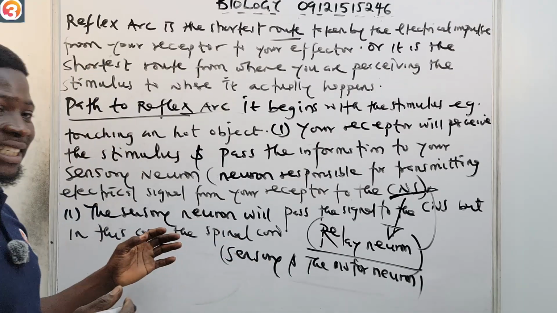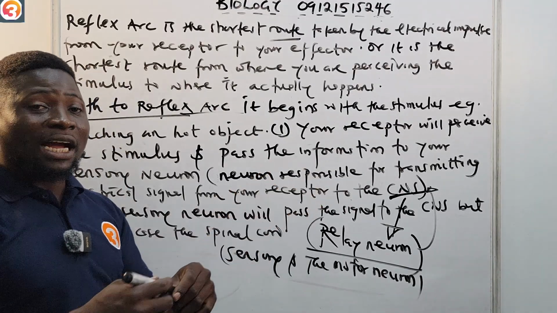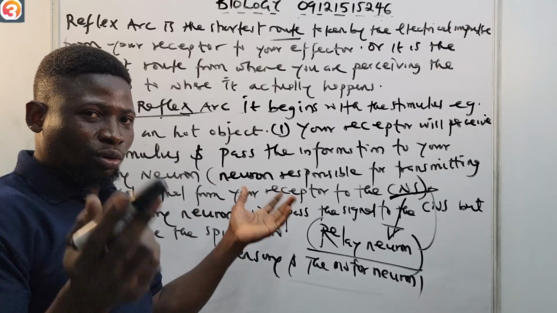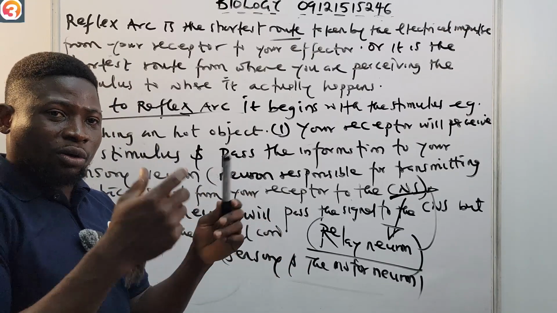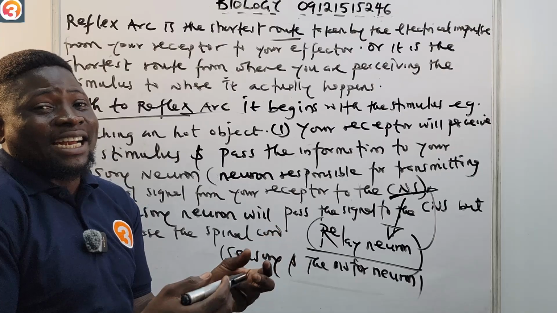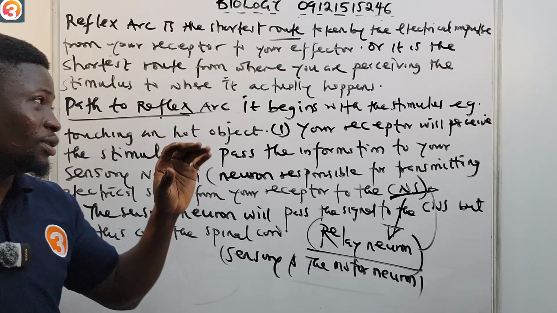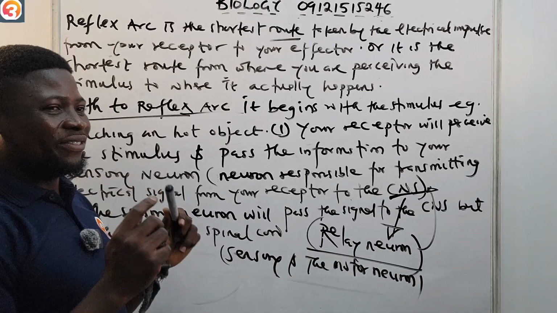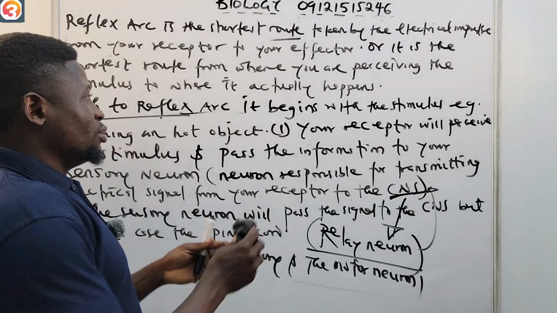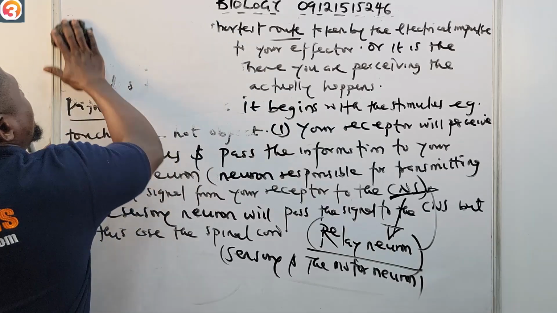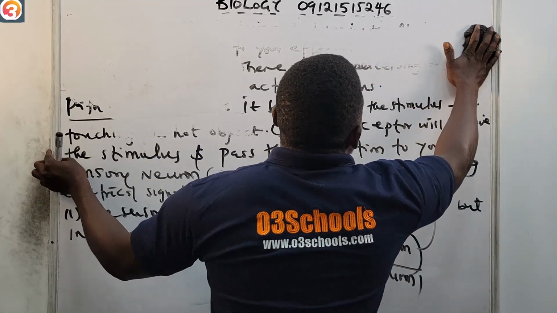So what happens next is that the spinal cord will process the information quickly and pass it to the effector, whatever is carrying out that action, like the muscles. All right, so that's basically what happened. That's the path of the reflex arc. Let me just do a summary of what happens in the reflex arc before we go and answer questions.